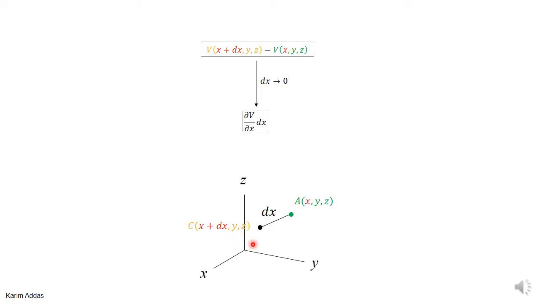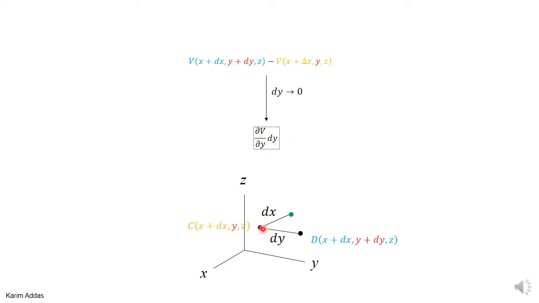What is partial v by partial x? Don't you remember that that's just the potential at point C minus the potential at point A divided by delta x? So that means that partial v by partial x times delta x or dx is just the difference in potential between these 2 points. So in other words, the difference in potential between these two nearby points, only moving in the x direction, is partial v by partial x dx.